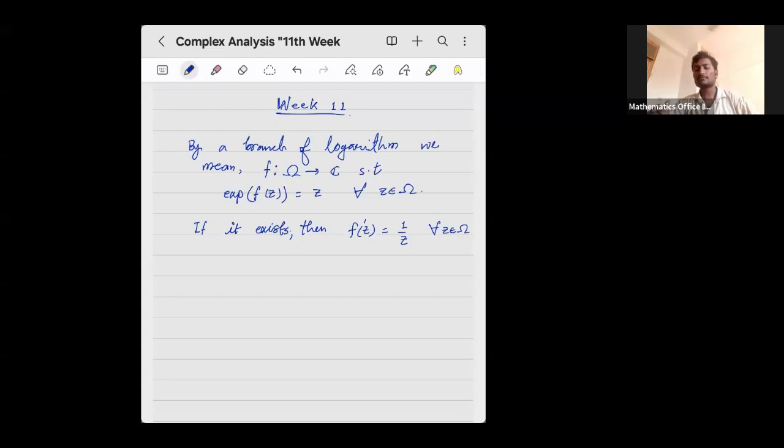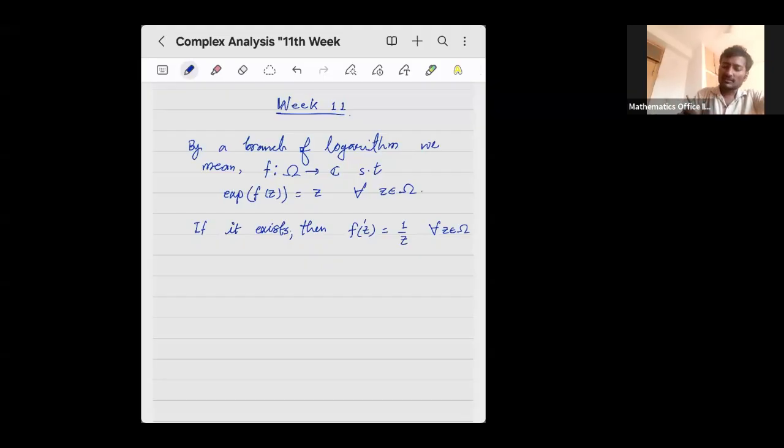So we see that there will be a problem. Because exponential is a map from C to C star, right? It is also not injective. So exponential is not one-to-one. And f, the branch of logarithm which we are searching for, is the inverse of exponential in some sense. So here we see that once exponential is not one-to-one, we cannot get a branch of logarithm from C star to C, meaning a complete inverse of exponential, right?